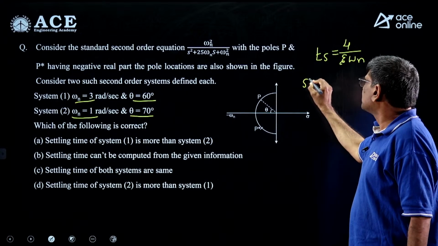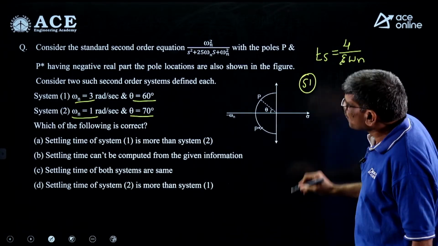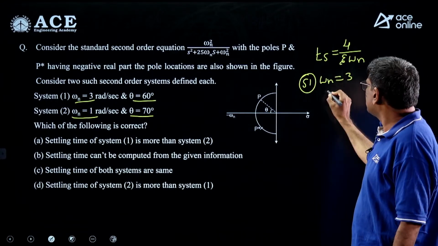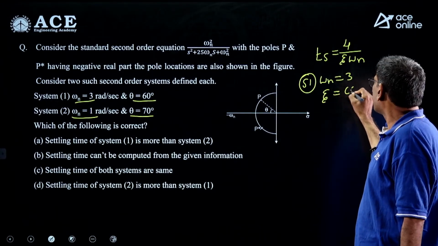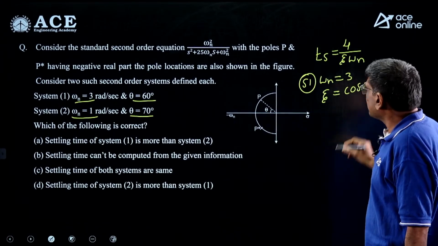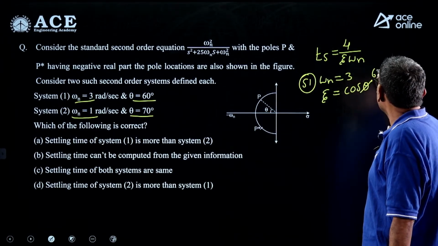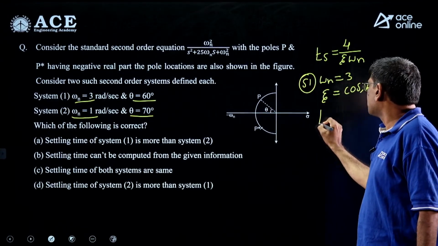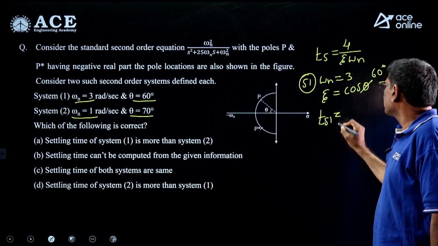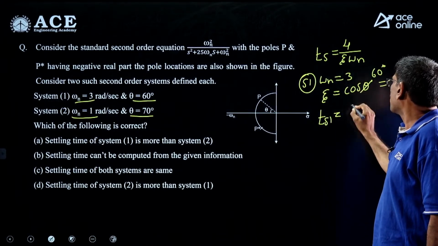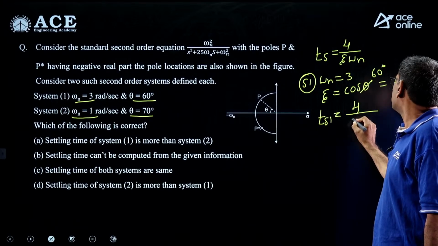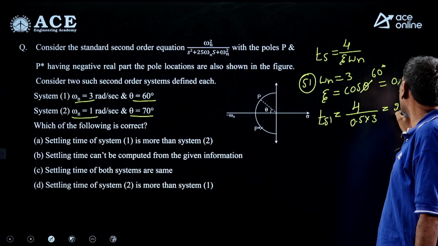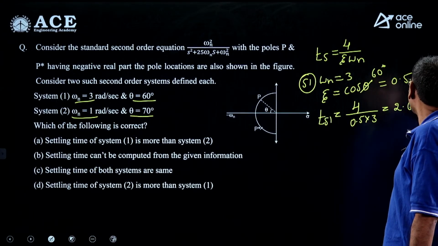So, if I take system 1, omega n is directly given as 3. Zeta is equal to cos theta, and theta is given as 60 degrees, so zeta is cos 60, 0.5. That means for system 1, you find the settling time. What is the formula for settling time? 4 by zeta omega n. 4 by zeta 0.5 into omega n 3. If you solve it, you will get 2.66 seconds.